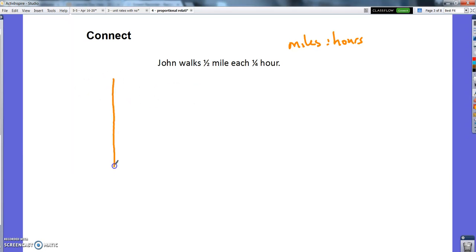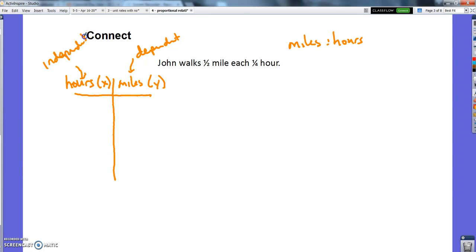One way we did this back in the 6th grade part of the year is we made tables, if you remember. Make a table of the hours, and we called that X, the one on the left, the X variable, and miles, Y. This was called a dependent variable, because the number of miles depends on the number of hours. So this was called an independent variable. A lot to remember there. Miles depends on hours, not the other way. You wouldn't say the number of hours depends on the number of miles.